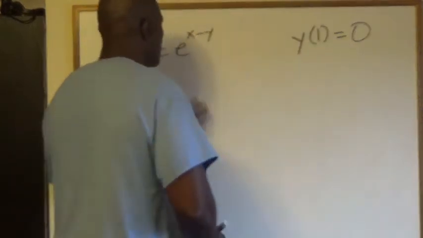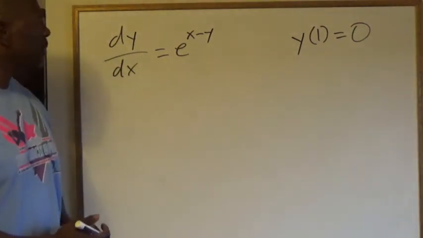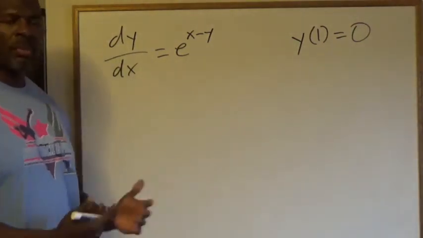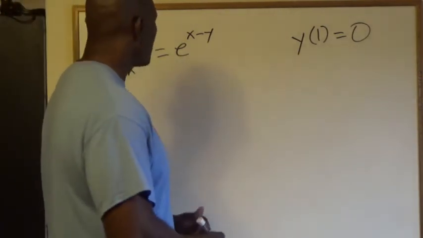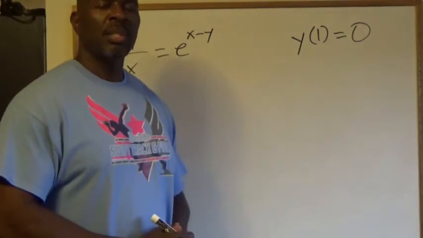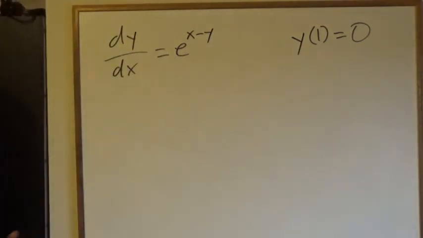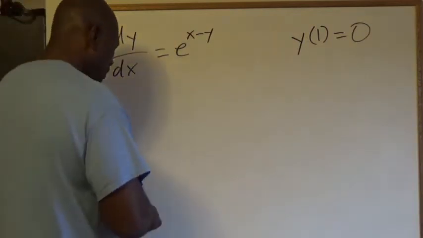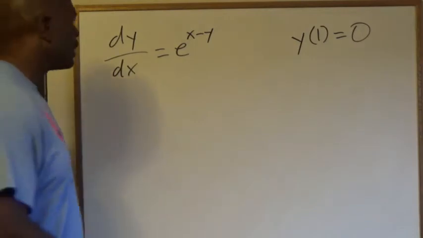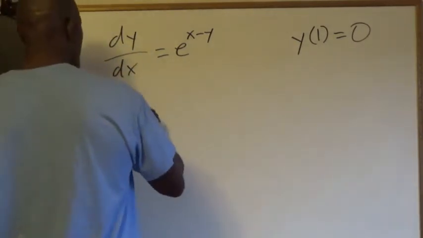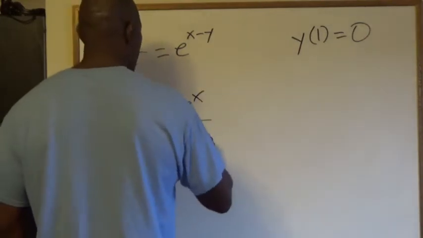Now again, this is a separable differential equation. And you may look at it and say, how in the world am I going to separate y from x when they're both up there as exponents? That's a pretty legitimate concern. But just remember some of the properties of exponents you learned probably in Algebra 1. If you think back, when you subtract exponents, you divide. So that means that dy/dx is equal to e^x divided by e^y.